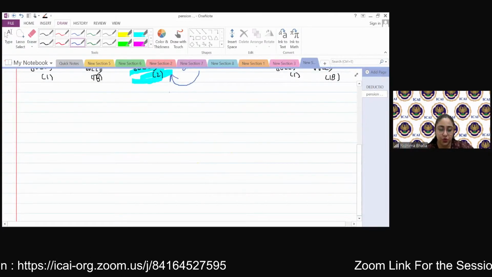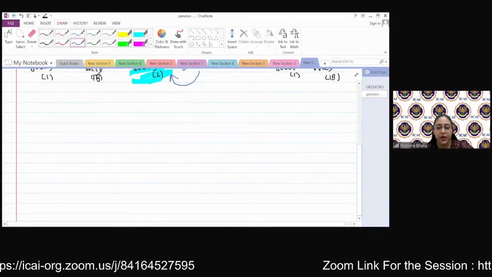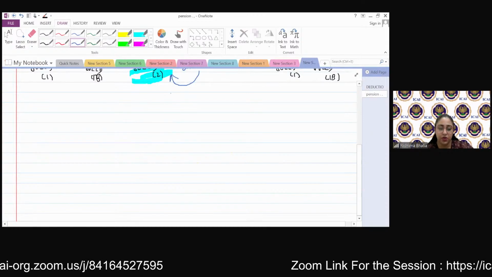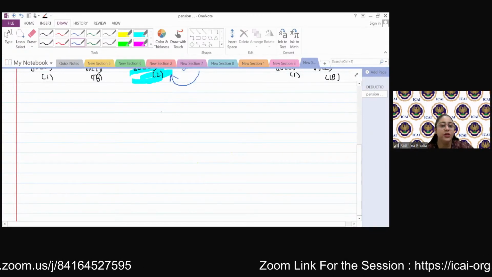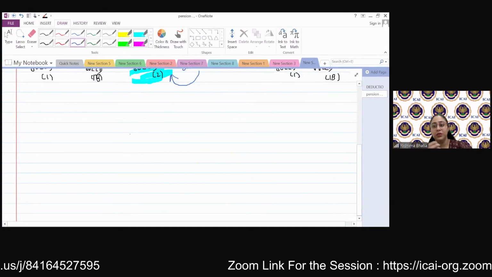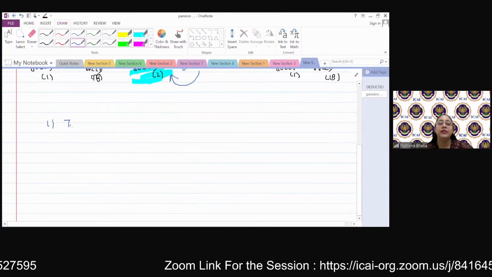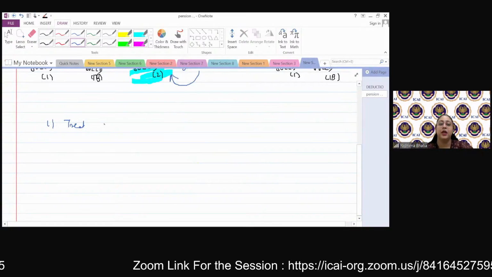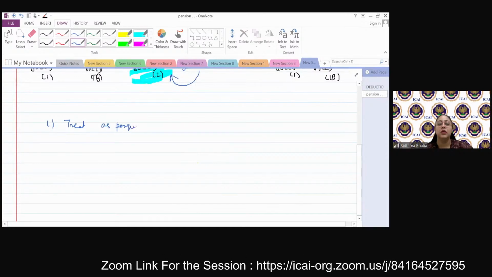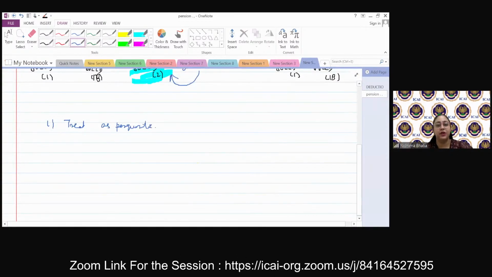80CCD subsection 2 is allowed only when my employer is making the contribution. When my employer makes a contribution to the national pension scheme, the first step is to treat it as salary, as a perquisite, when computing salary income.